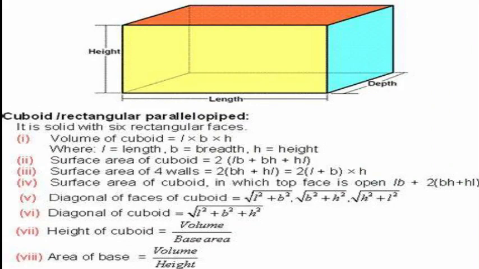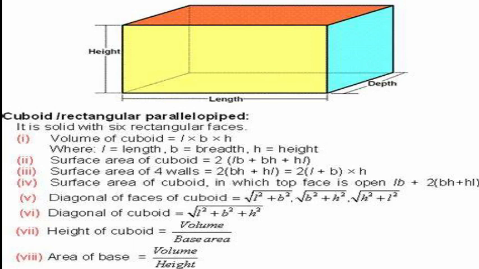Here is the set of formulas for the cuboid, also called the rectangular prism, also called the rectangular parallelepiped, and the formulas are given here, where you can see the volume of the cuboid is length into breadth into height, and the surface area of the cuboid is twice length into breadth plus breadth into height plus height into length, that is 2(LB + BH + HL), in short. Then you will have the surface area of four walls equal to 2(BH + HL), or you can also use 2(L + B) into H.